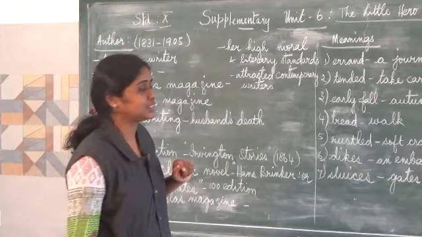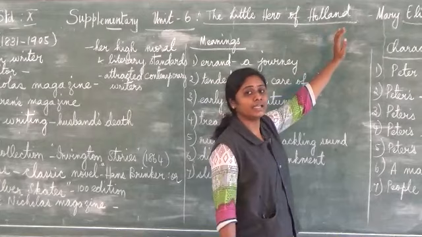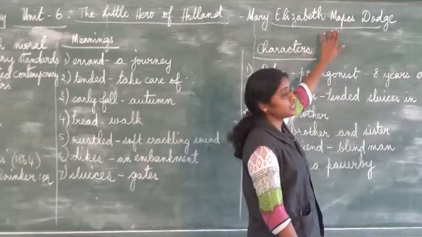The name of the supplementary is The Little Hero of Holland and it was written by Mary Elizabeth Mapes Dodge. Okay, this is the name of the writer of this story, The Little Hero of Holland.